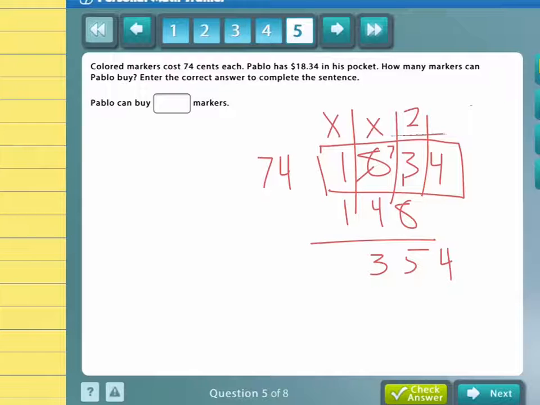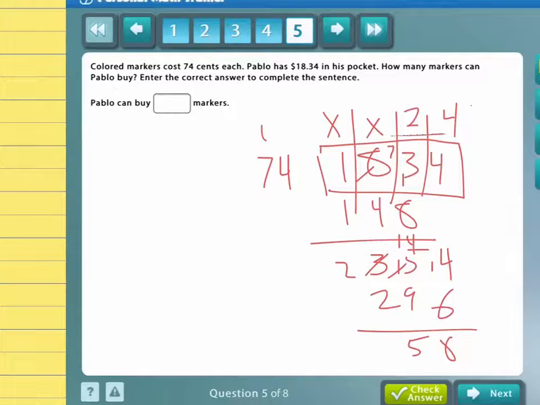How many groups of 74 can I make of that? Well, 5 times 7 would be 35, so I don't think 5 is going to be the right answer. I think there's going to be 4. 4 times 74 is going to equal 2, 28, 29. It's going to equal, regroup that, 58. So he's going to be able to buy 24 markers with his money, and he'd have 58 cents left over in his pocket, but the answer should be 24.